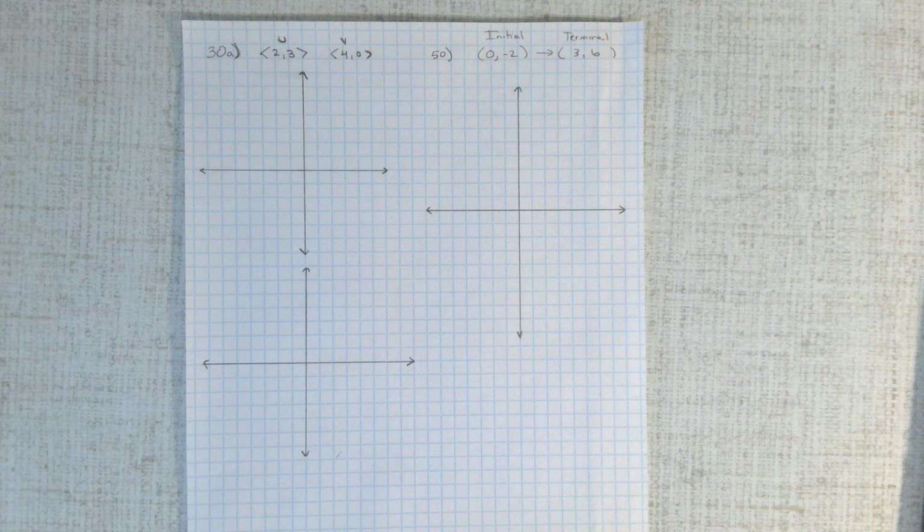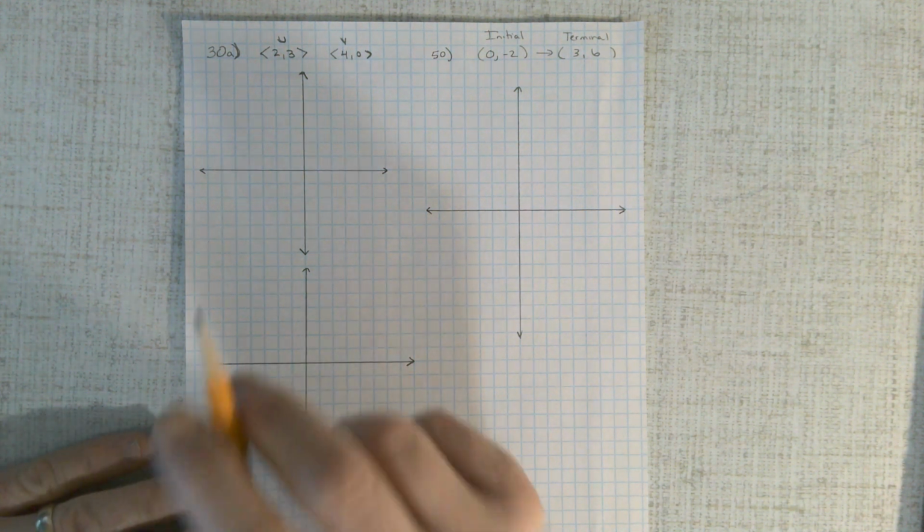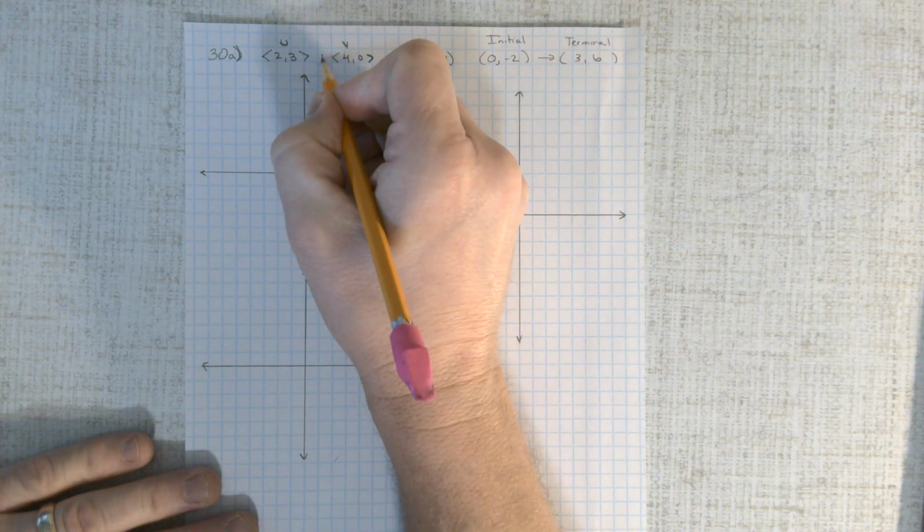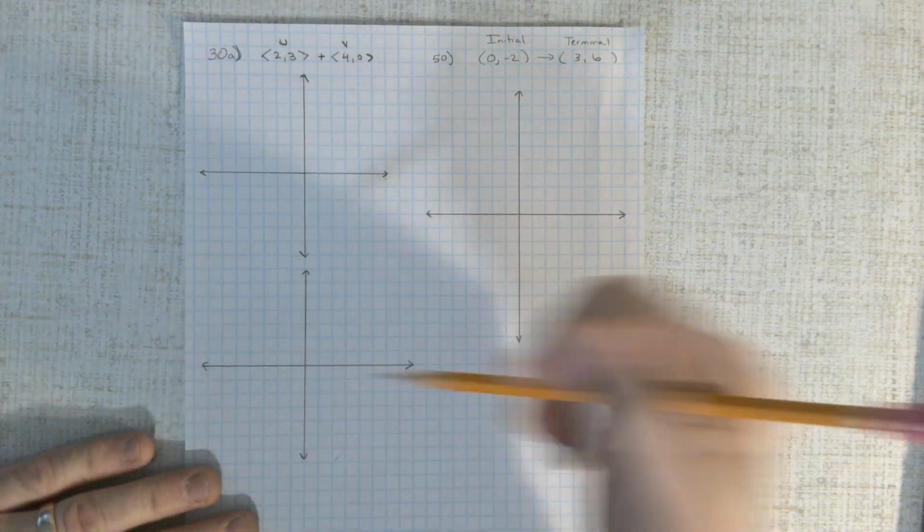Alright, hello, this is Mr. Crutch. I'm going to go over some of the homework problems here. 30A gives you two vectors and the idea is to add them. So I'm going to show you two different ways to do that.